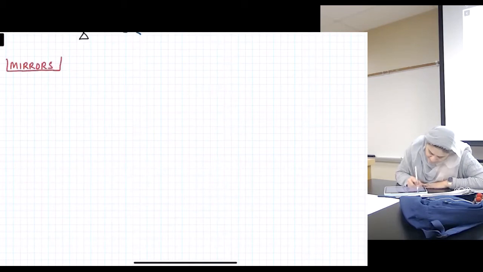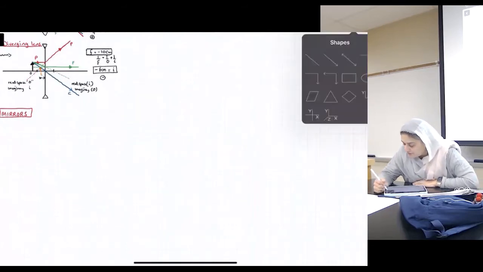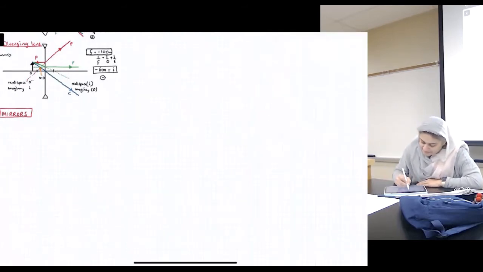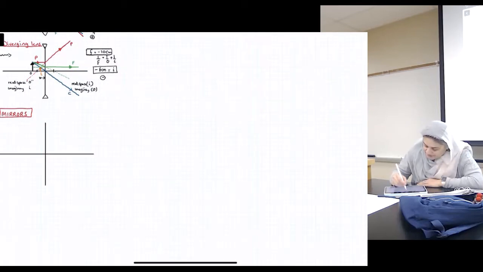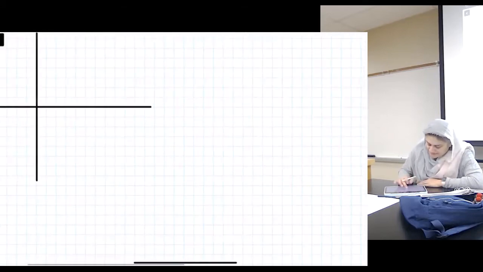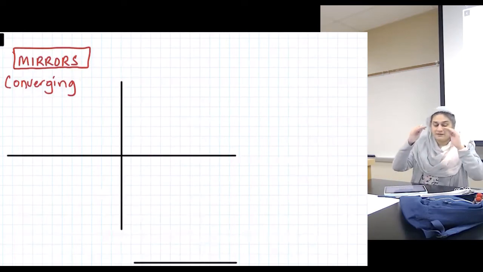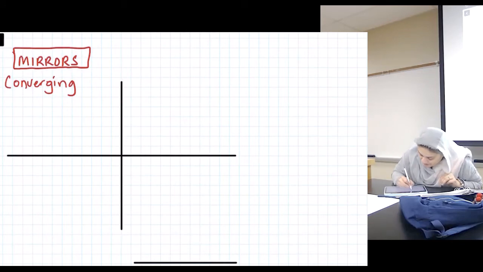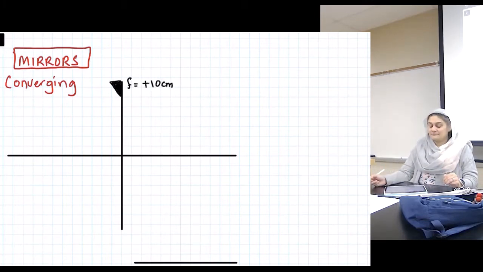How do we draw mirrors? So lenses have both sides, correct? Mirrors will have one side. So let me do converging first. What's the focal length for a converging mirror? Plus. And a converging mirror converges in, so it's going to be that shape, and I fill this in. And I'm going to write focal length will be plus 10. That way I'll remember it.